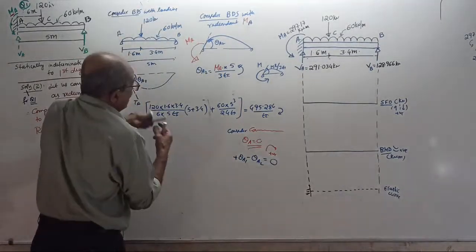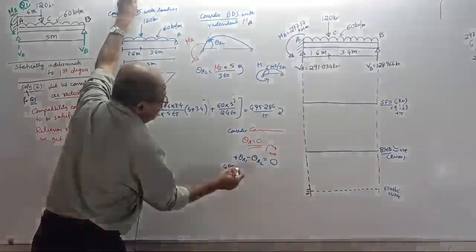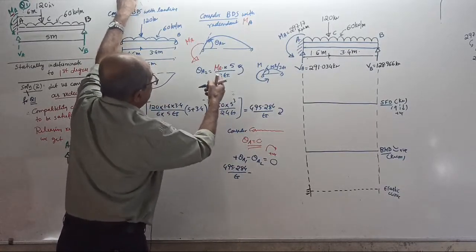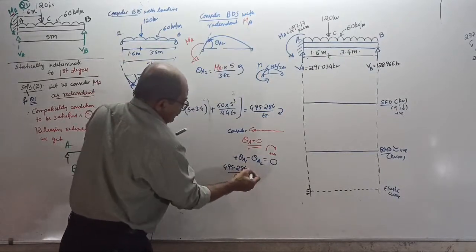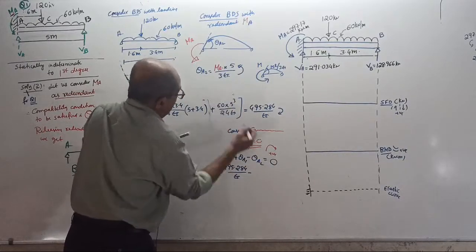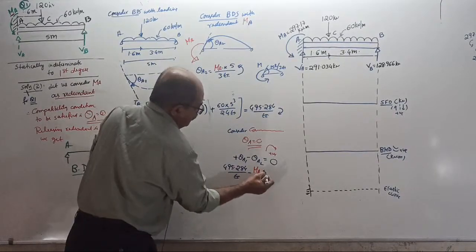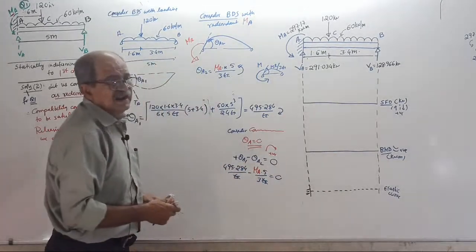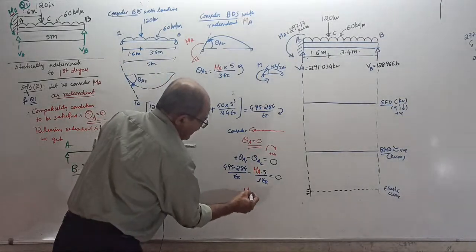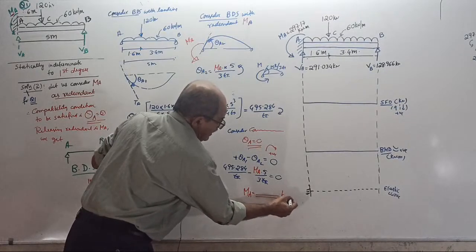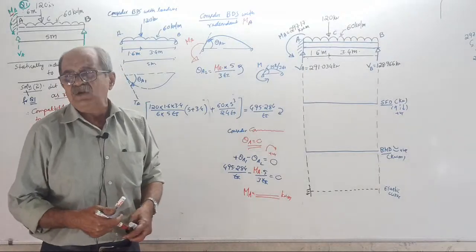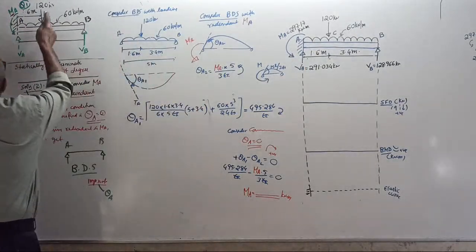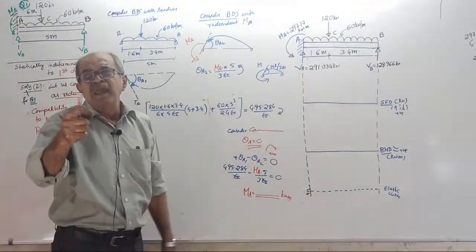Substitute theta A1: 495.284 divided by EI, minus theta A2. Theta A2 is anti-clockwise, therefore theta A1 minus theta A2 equals 0: minus MA into 5 divided by 3EI equal to 0. EI will get cancelled. Tell me what MA you are getting in kilonewton meter. Whether you take clockwise positive or anti-clockwise positive, the answer MA will come correct if the assumed direction is correct. We assumed MA like this, and it is correct, so MA has to come positive.